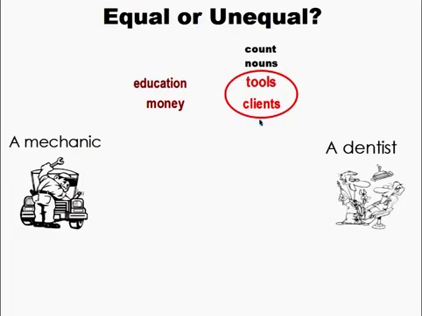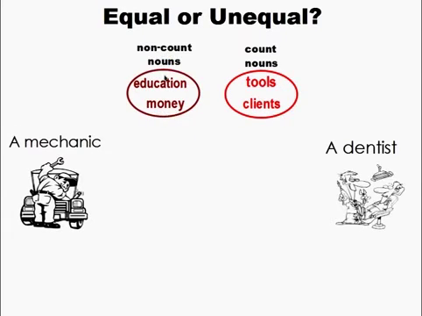So, for example, count nouns. Count nouns are nouns that you can count. You can have 1, 2, 3, 4, 5. You can count them. So that's applicable with tools. I have 2 tools or I have 1 tool. That's okay. Clients. Okay, I have 2 clients or I have 1 client. That's okay. I can count those.